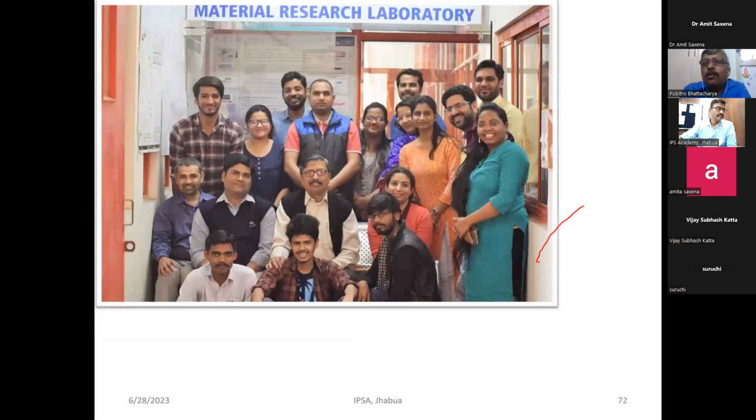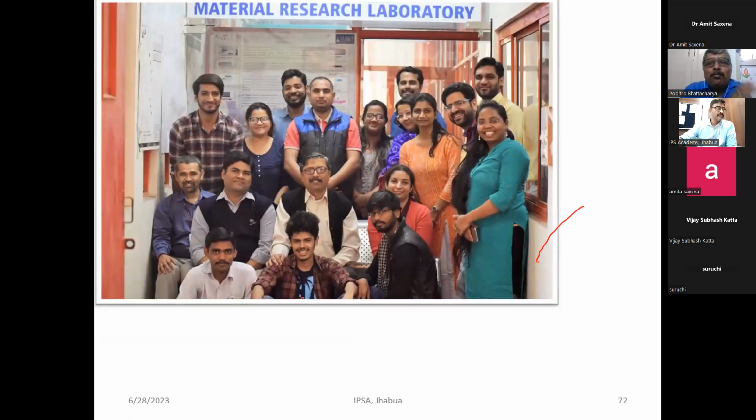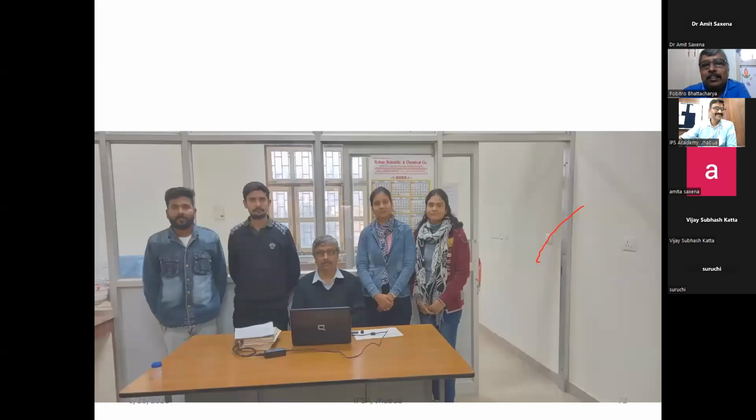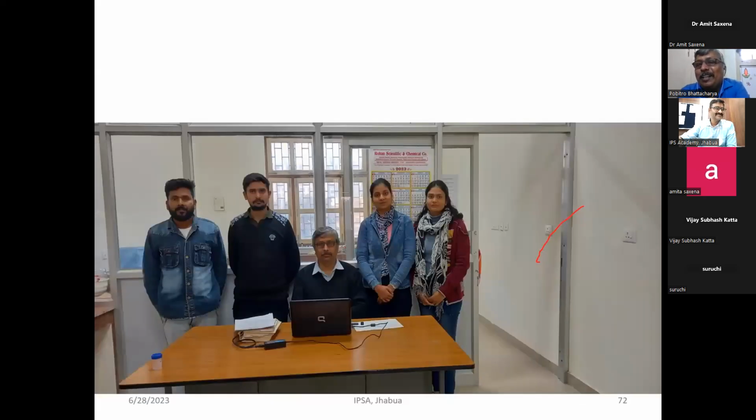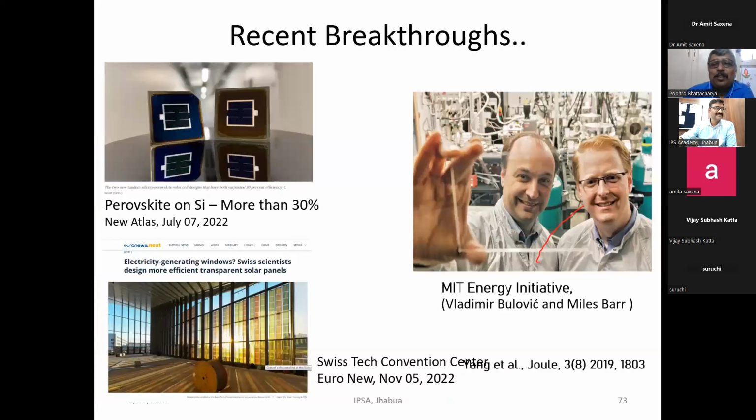This is the photograph of the lab we established at Sharda University. Coming back to Varanasi, again started something. And I would like to name it again as Material Research Lab at Banaras University.